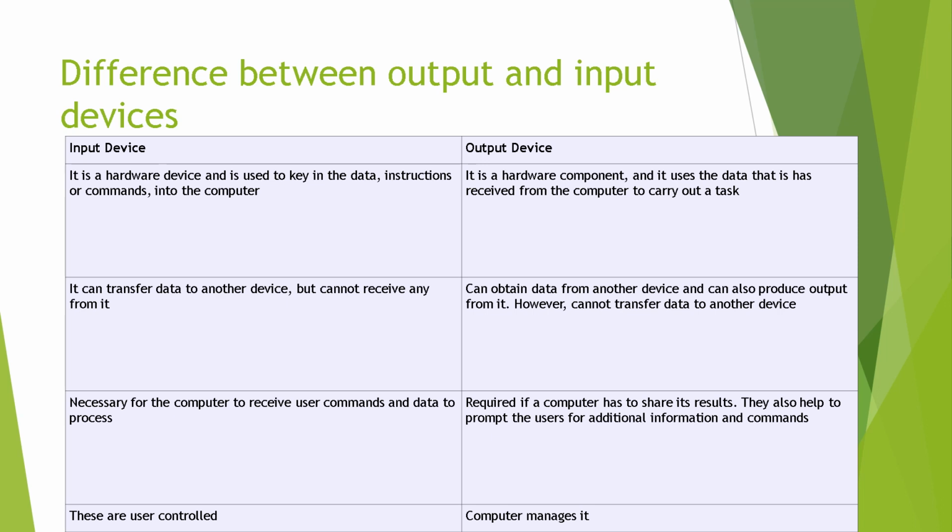Difference number 3, in an input device, it is necessary for the computer to receive user commands and data to process, while an output device is required if a computer has to share its results. They also keep prompting the user for additional information and commands.